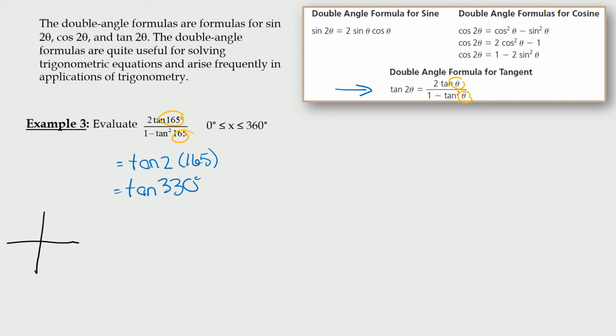330 degrees, where is that? 90, 180, 270, and that's 0 or 360. So 330 degrees is going to fall in quadrant 4. If I drew a terminal arm here, I'm not measuring any of these, I'm just getting in the right quadrant. This rotation would be 330 degrees.